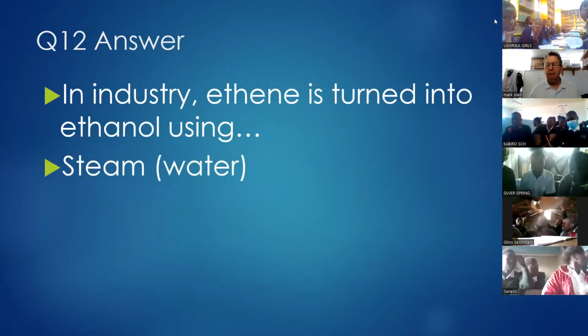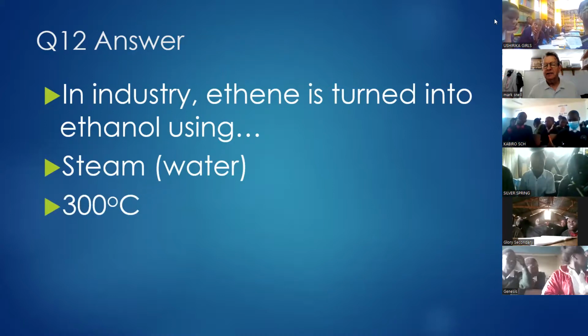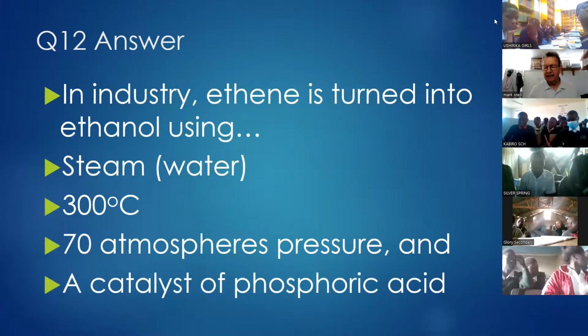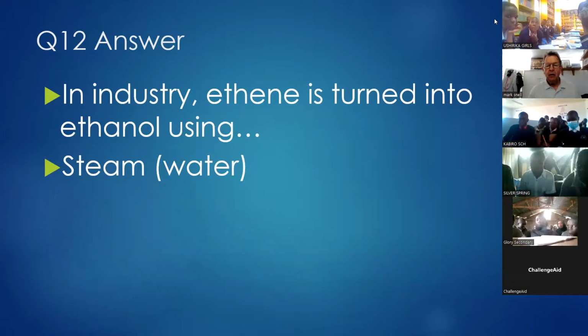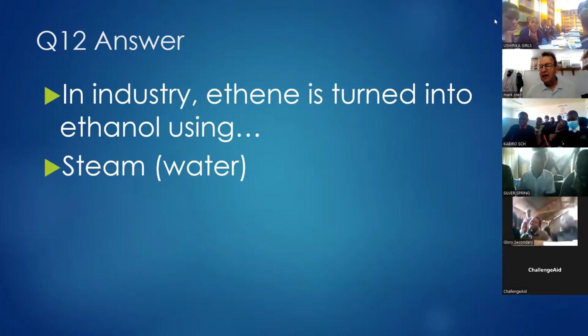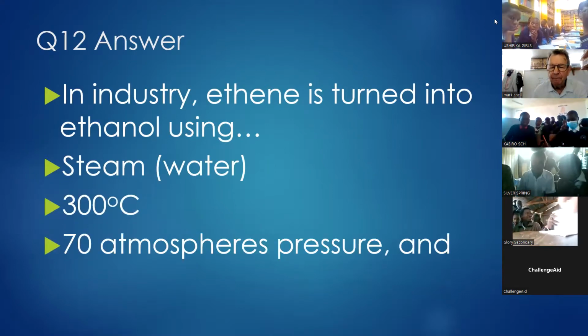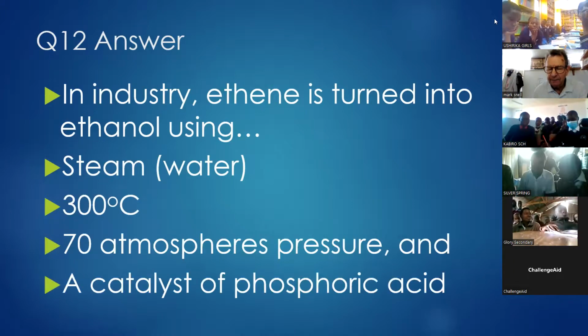Well, it's steam, 300 degrees Celsius, 70 atmospheres pressure, and phosphoric acid as a catalyst. What was it? What was it? Try and remember now. 300 degrees, 70 atmospheres, and a phosphoric acid catalyst.